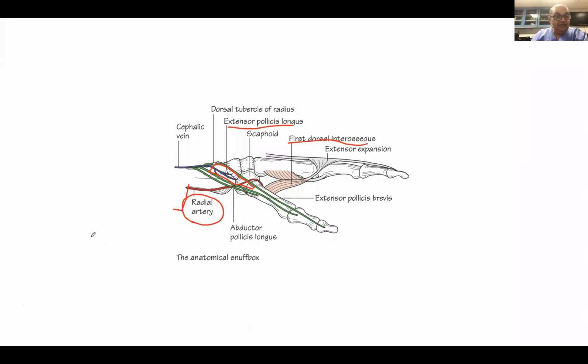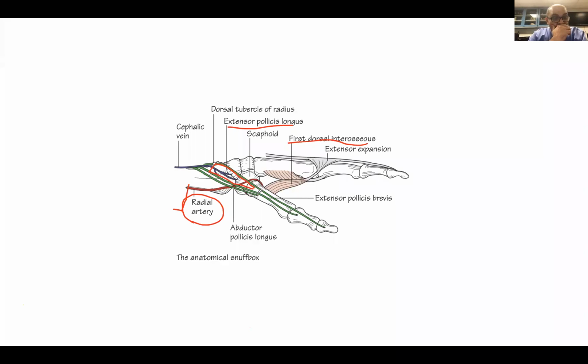Is there a nerve in an anatomical snuff box? Yeah, the superficial branch of the radial nerve. It runs in the roof of the anatomical snuff box. It's not a content of the snuff box.